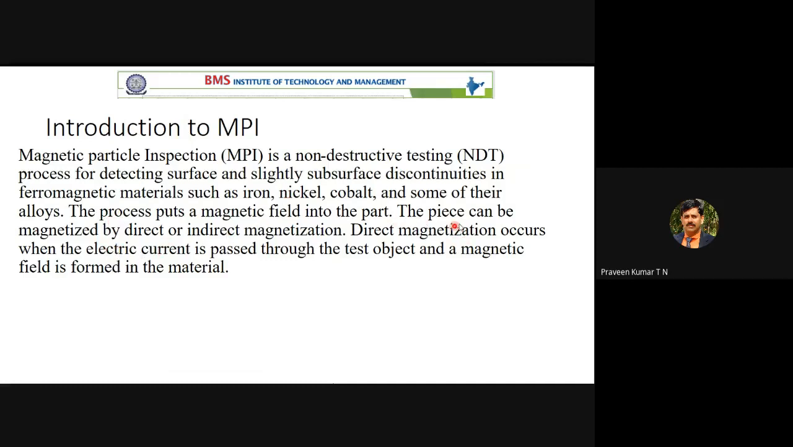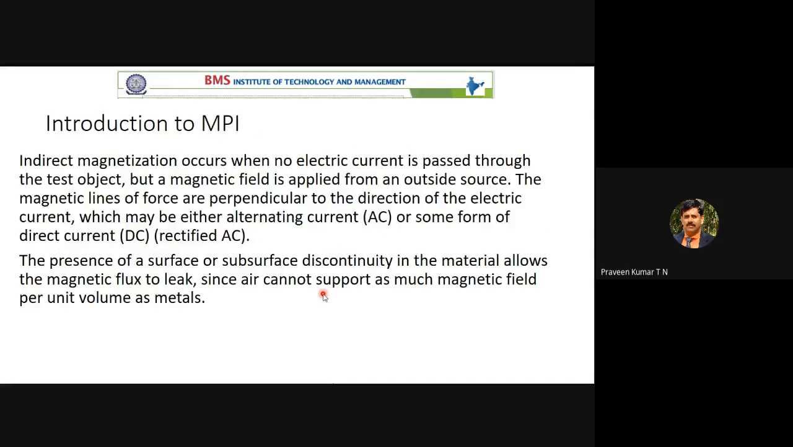As usual, you have to magnetize by direct or indirect magnetization. There are two ways of magnetizing. We can use a permanent magnet for magnetizing the material. One more is electromagnetism, which is done by electrical power. That was already discussed. Again, it is used for surface or subsurface discontinuity.